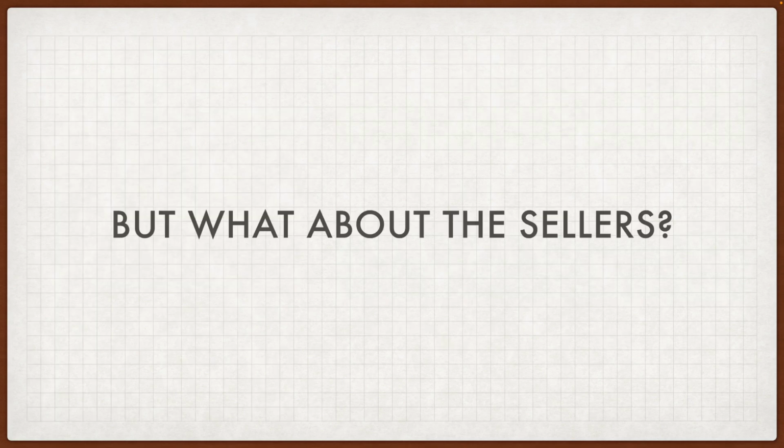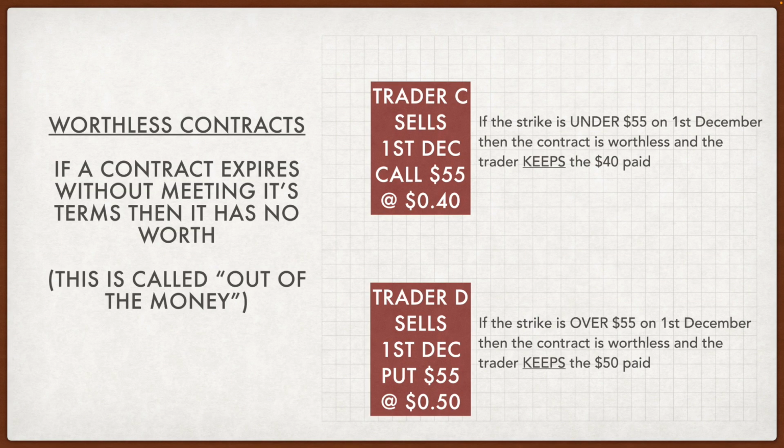Now, what about the sellers? So in the example where the contract is worthless, this is actually the best case scenario for the sellers. If Trader C had sold that contract for $40, $40 is the absolute maximum that Trader C can make from this trade. Likewise for Trader D, he sold a put at $50. The maximum that Trader D can make is $50.